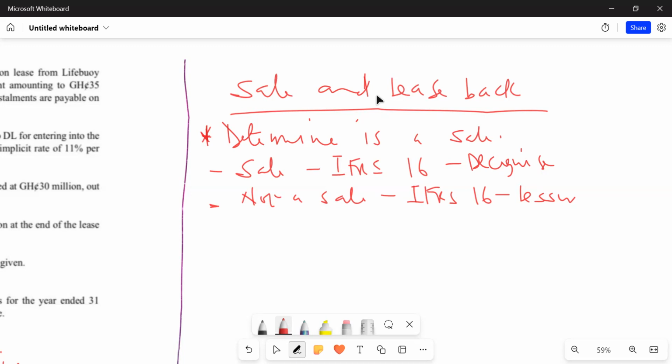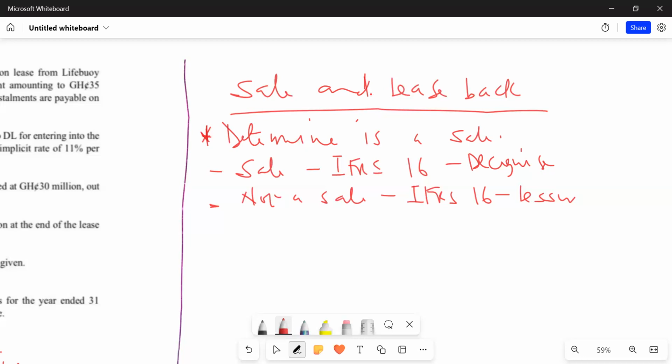So if it is a sale, then we come to the provisions of IFRS 16, where the seller will derecognize the asset and now account for it under lessee accounting. But if it is not a sale, the amount that the company has taken from the customer will be treated as a loan.